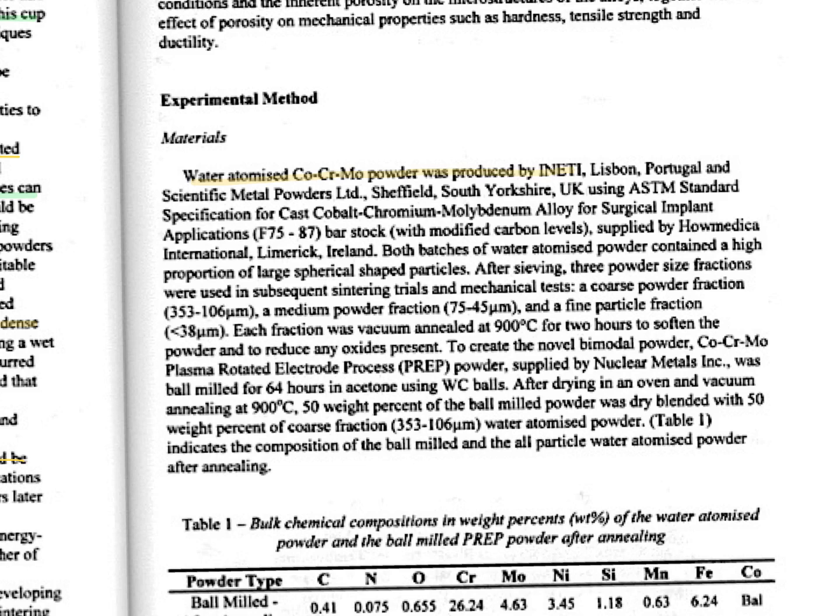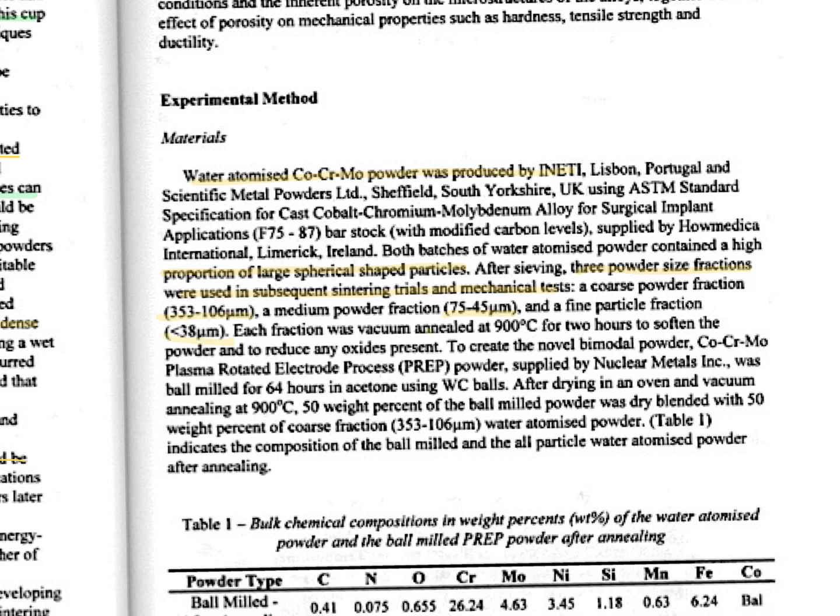And then, a high proportion of large spherical shaped particles. Three powder size fractions were used in subsequent sintering trials and mechanical tests. So they sieved them and produced different particle sizes. We know this is partly looking at the 1/7 rule. We also know that these 3 different particle sizes can have very different effects on the sintering properties, and so relatively large pore sizes.